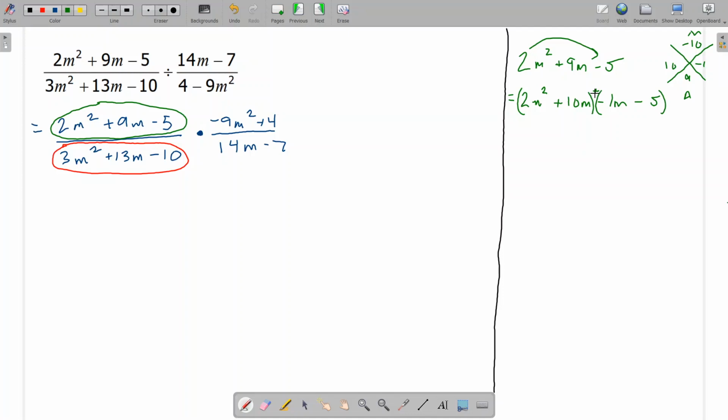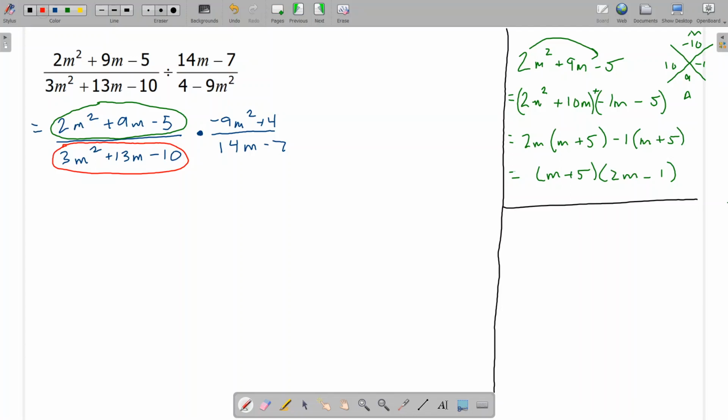And then we factor a GCF out of both groups. So in the first group, that's going to be 2m, which leaves us with m plus 5. The GCF of the second group is a -1, which leaves us with m plus 5. So my factored form is m plus 5 times 2m minus 1. So that is the factoring for that numerator. Let's go ahead and do the same thing for the denominator.